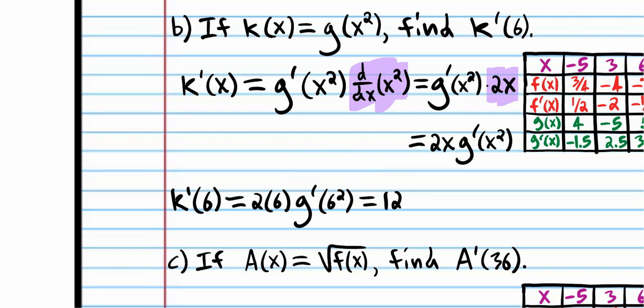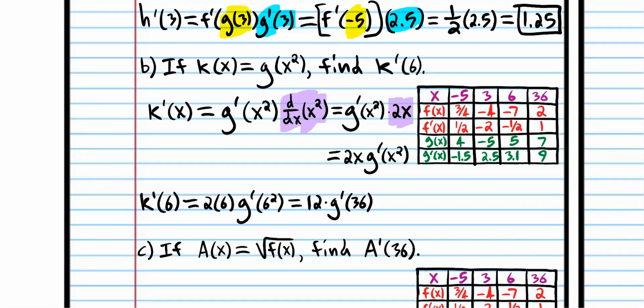And then we get 12 times g prime of 36. So now we have to find g prime of 36. So when x is 36, what is the output for g prime? Well, that's 9. So we have 12 times 9, which is 108. So there you go. It's that simple.